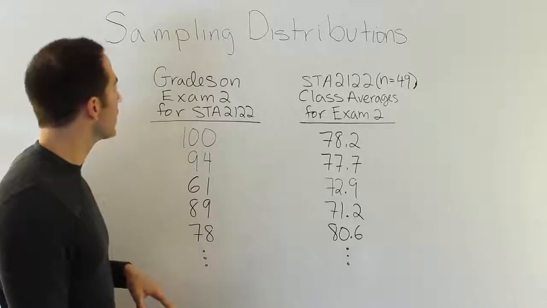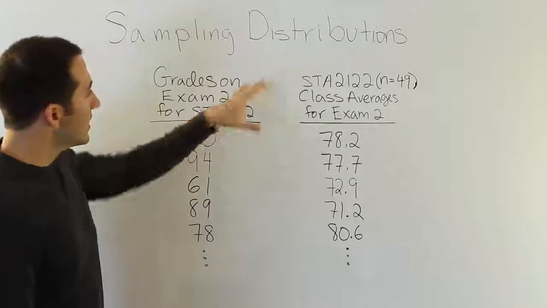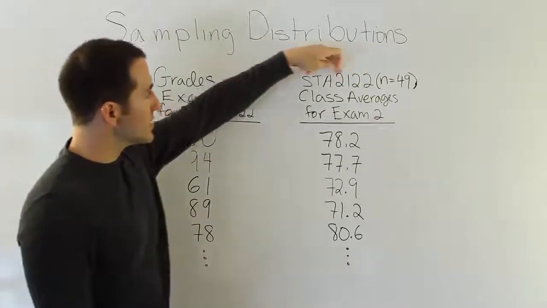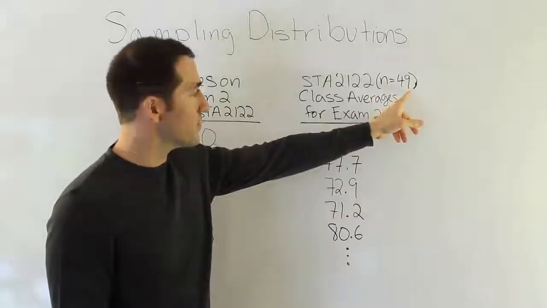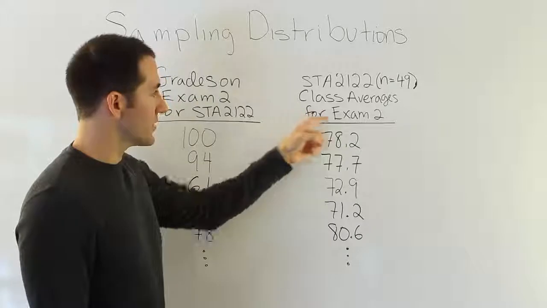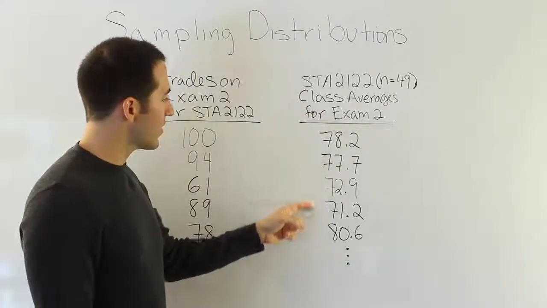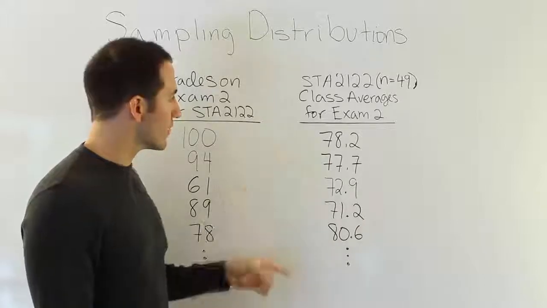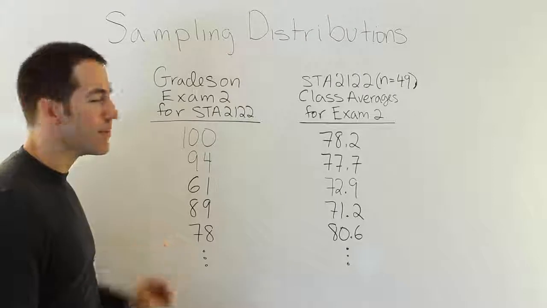It keeps going, right? Let's say for argument's sake this class was 49 students. Then what I have here is a list of STA 2122 grades for classes of size 49, and I have the class averages for exam 2 for those classes. So these are the average grades obtained on exam 2 for different courses, and this is one class's exam 2 grades, a sample of those.